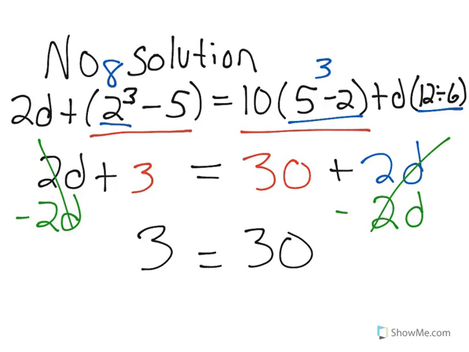So in other words, our variables canceled out, and we're left with a false statement. This is not true. This will never be true. And so this means there is no solution to this question. And if you worry you got that by accident, then maybe double check your work.